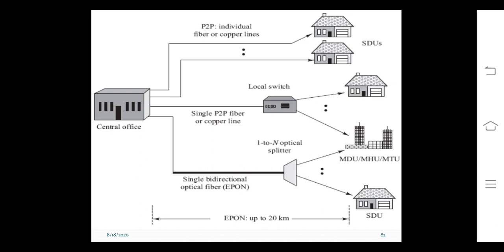Next is a single bidirectional optic fiber using splitters, with 1 to n optical splitters which split the signals to various areas, so that a large number of areas will be covered under this one splitter. This shows the Ethernet passive optical network. It ranges up to 20 kilometers.